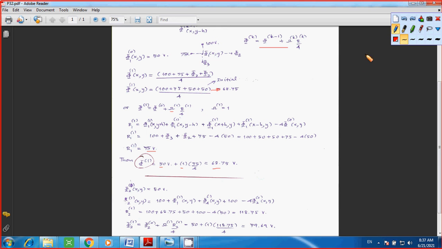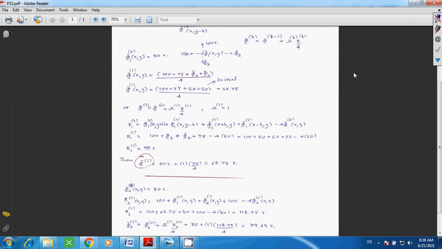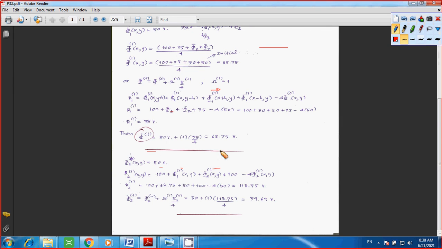Now what about phi 2? You need to make a move. Your phi 2 from the 0 iteration is the 54. So your R2 becomes what? This is your phi 2. That's the relation. Phi 2. You have phi 2 here, above phi 2.